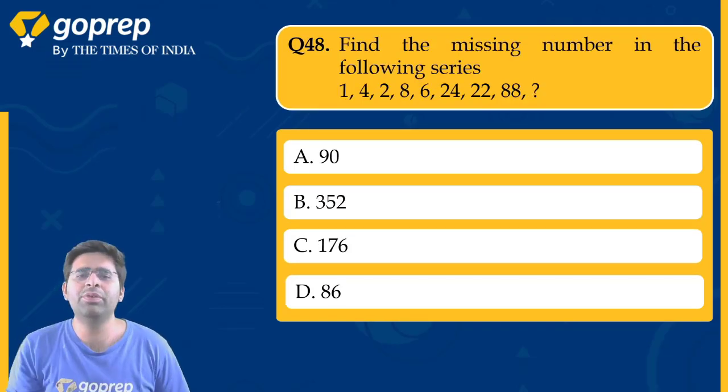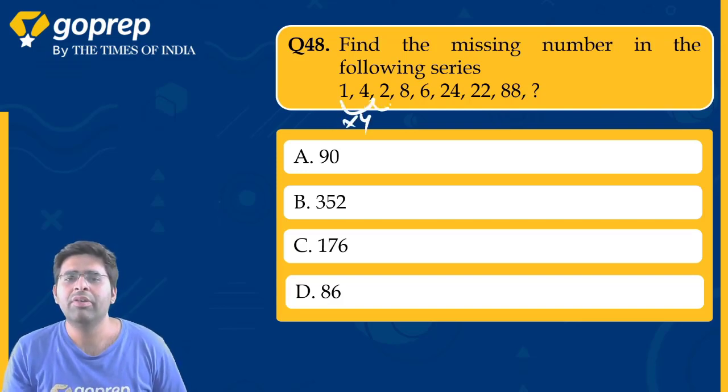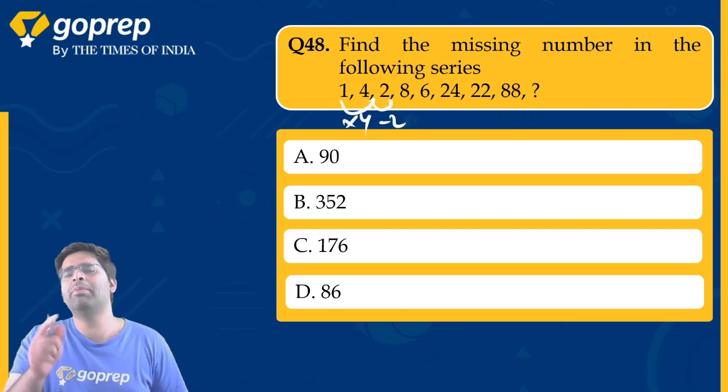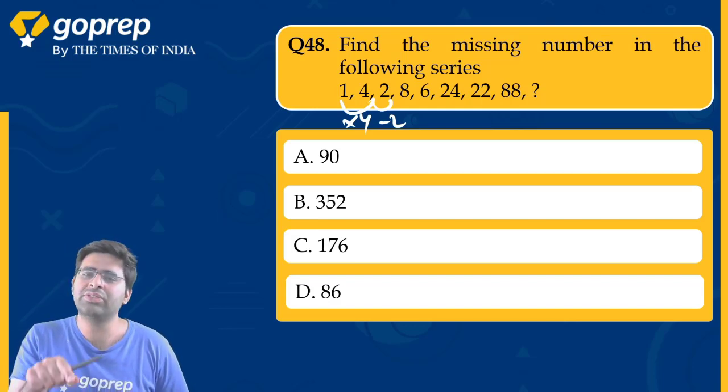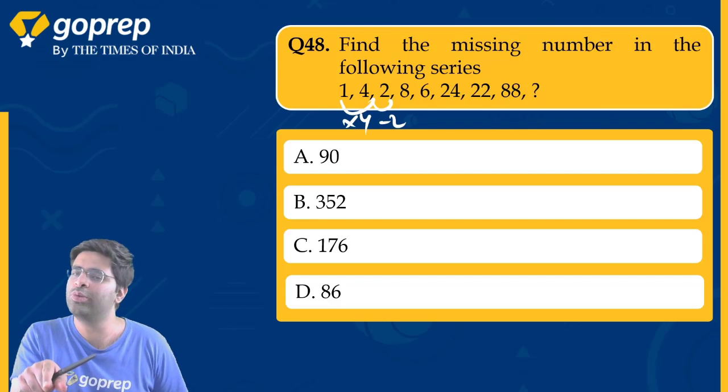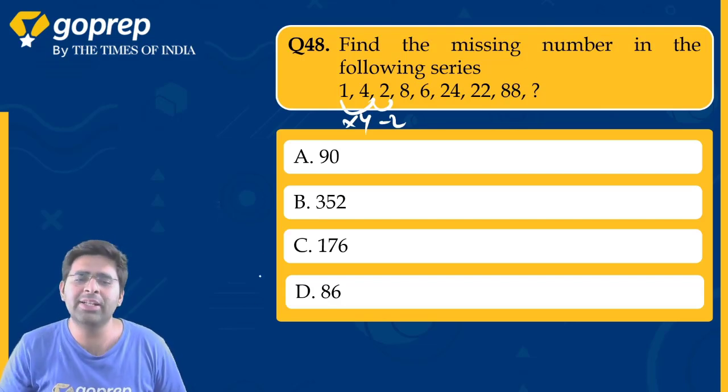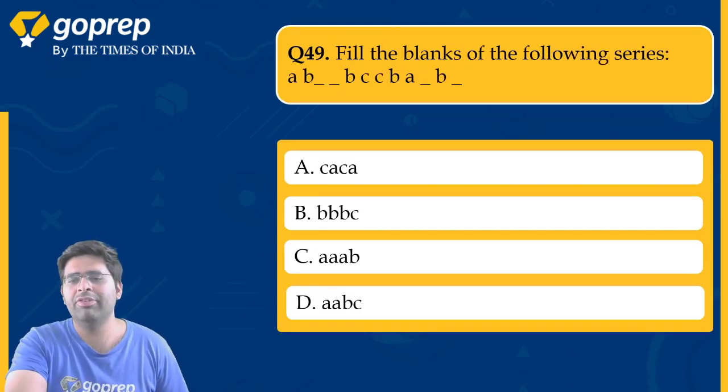Find the missing number. If you would see 1 into 4 फिर minus 2, 4 into 4 minus 2, ये पैटर्न चल रहा है. 2 into 4 8, 8 minus 2 6, 6 into 4 24, 24 minus 2 is 22, 22 into 4 88 minus 2, that's 86. Fine.